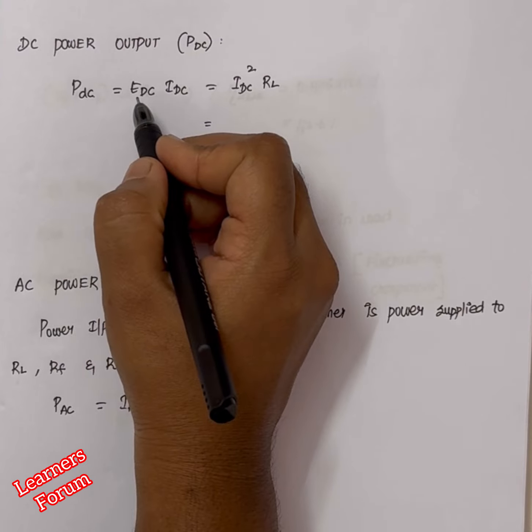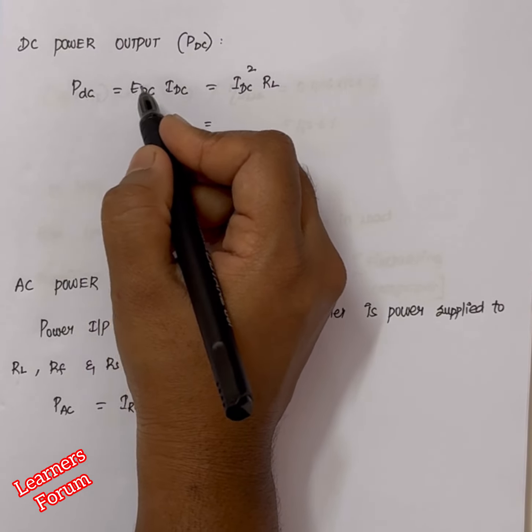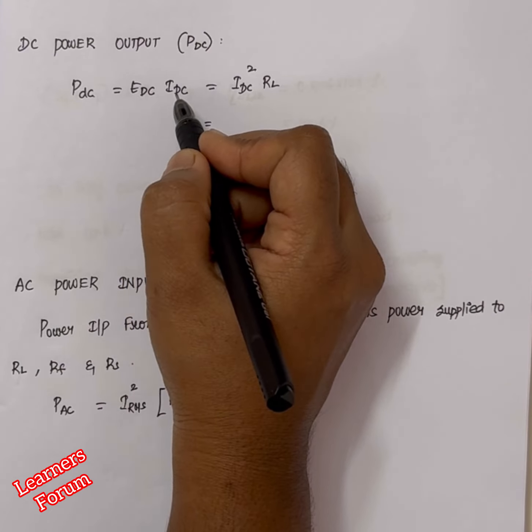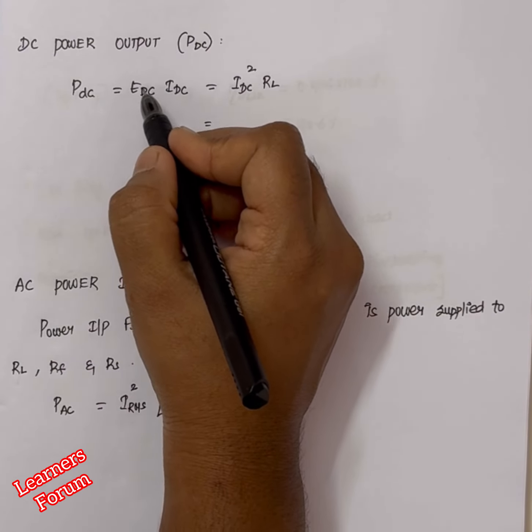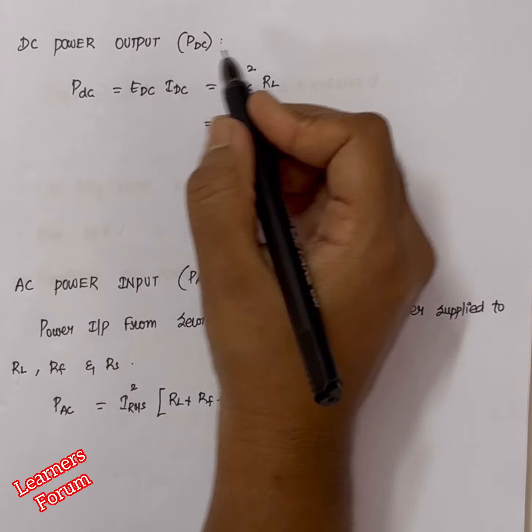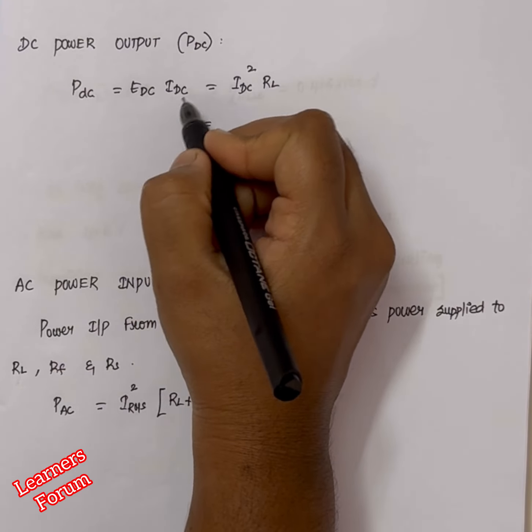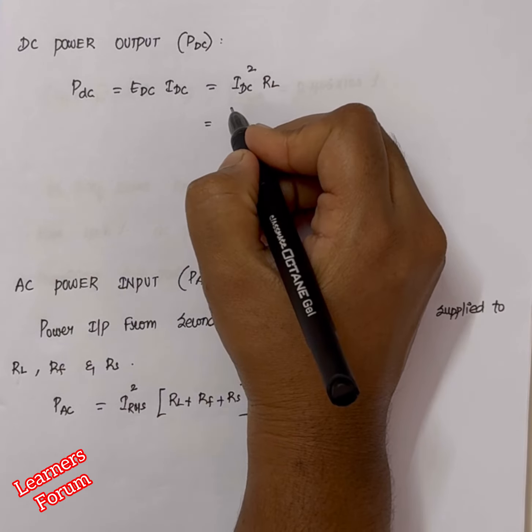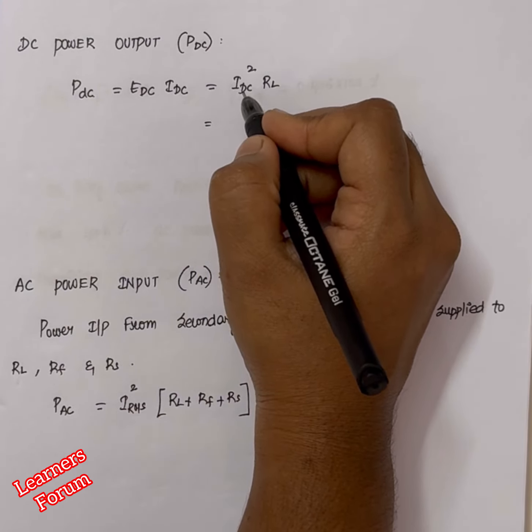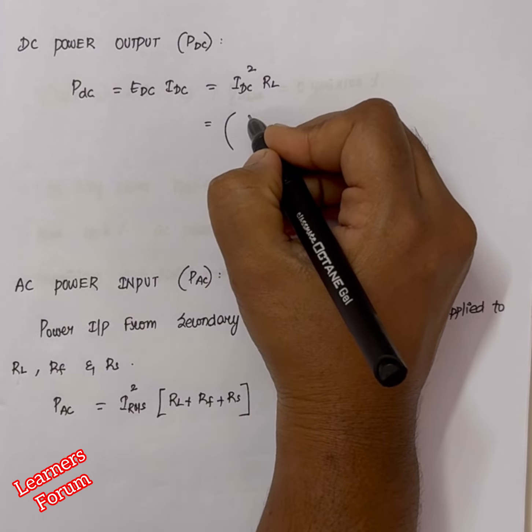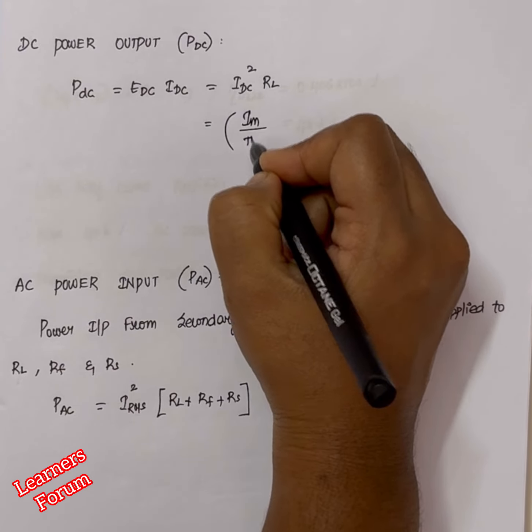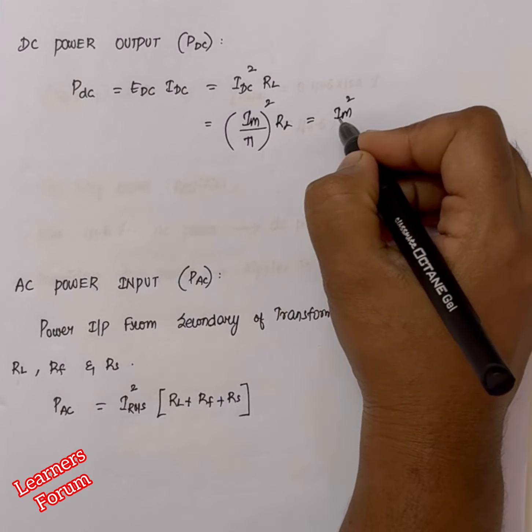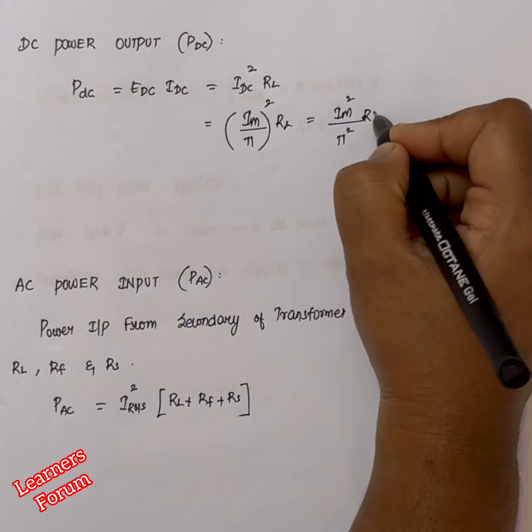Next is the DC power output PDC. Usually power is nothing but a product of voltage and current, so it is E into I. In terms of DC, it is EDC into IDC. Again you can represent E in terms of I into R, so it will be I squared R after multiplying with IDC. So IDC square into RL. We have calculated the value of IDC just before, so we can apply the value of IDC, which is Im divided by pi, the whole square, into RL. So which is Im square divided by pi square into RL.